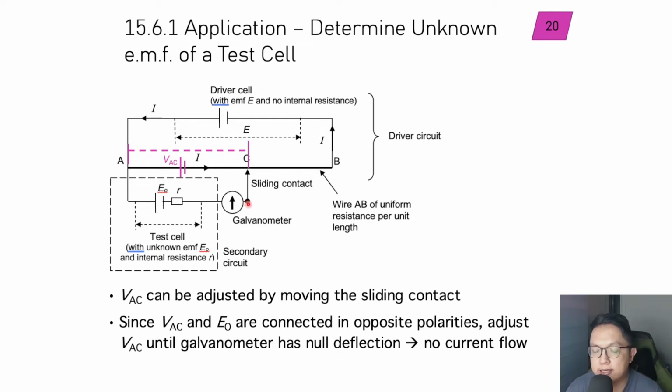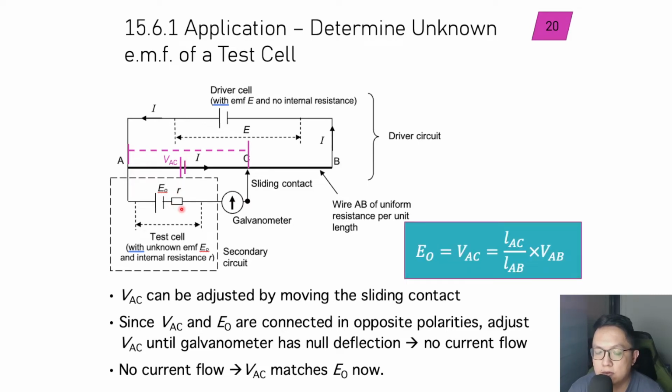My aim is to set it such that the galvanometer does not deflect at all. When it doesn't deflect, there's no current flow, so my VAC matches E naught. This is the formula I have: I can set my VAC to be equal to E naught, and that will occur at this particular length of LAC, where I can use this to find the ratio. So if I know the length, I can work out what my E naught is.